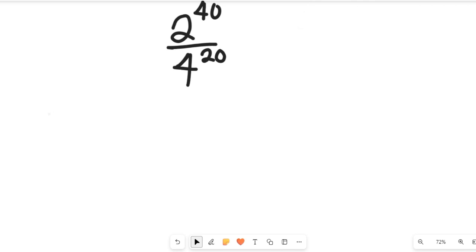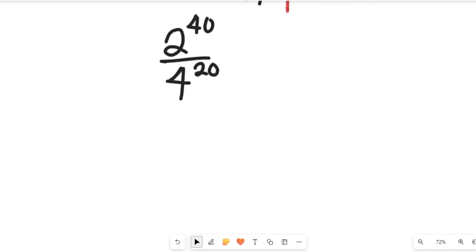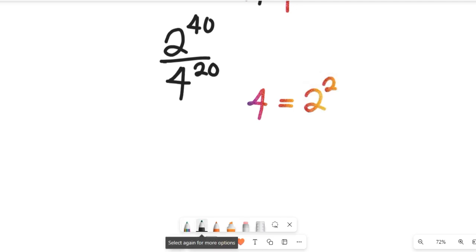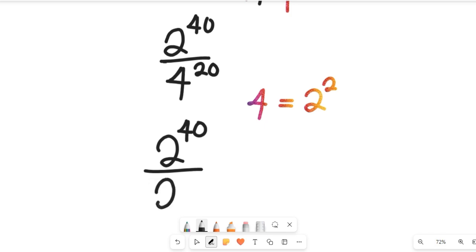So if we're given that question, the first thing I want to do is to also recall that from the denominator, 4 can be equal to 2 to the power of 2, right? So I can replace that in that expression. That will give me 2 to the power of 40, right? Divided by 2 to the power of 2, all to the power of 20.